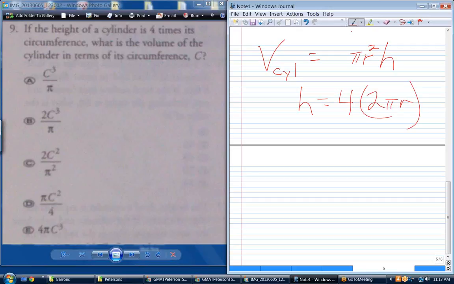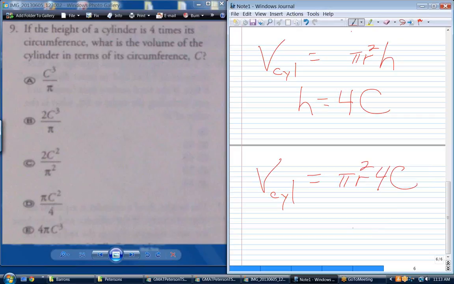However, do we want to use 2 pi r? I want to use C. Right, because all of our answers are in terms of C. We've lost C, so let's put it back in. Now let's figure out the volume of the cylinder in terms of C. So what are we going to write? You've got pi r squared times 4c.